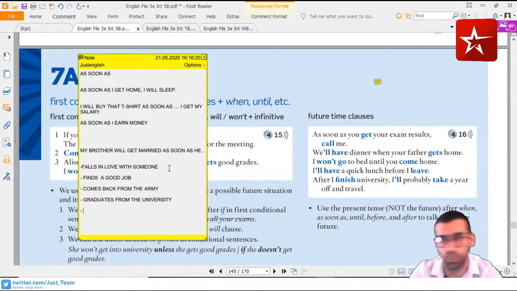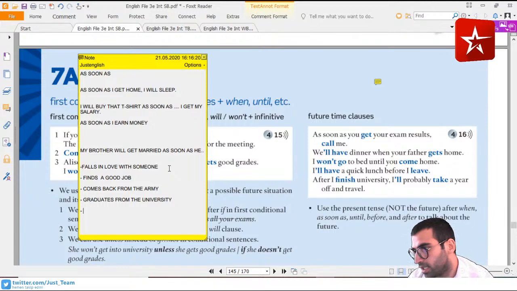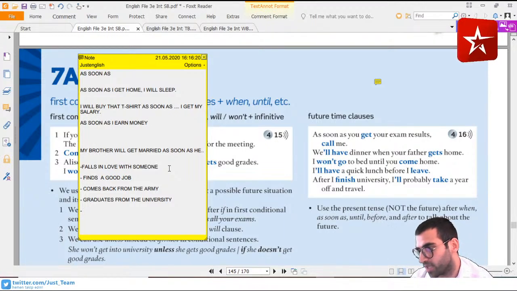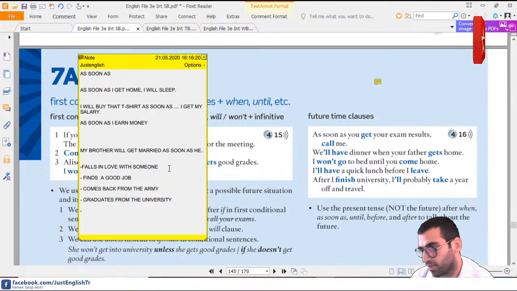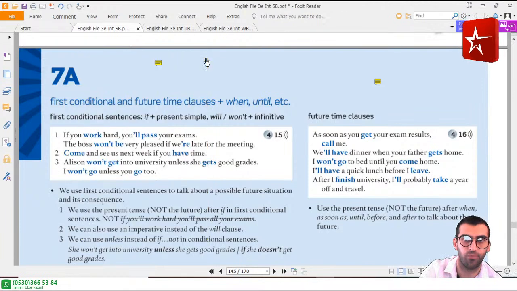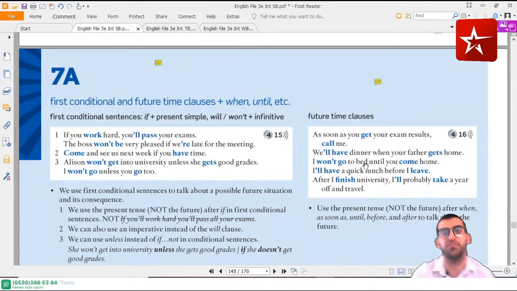Okay, and let me check the next idea. As soon as my father comes home, I will complain about you to him. Yes. I will take the exams, and as soon as my father comes here, I will complain about you to him. Yes, Azime, your sentence is correct. Great, thank you.